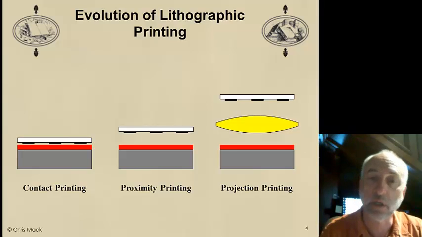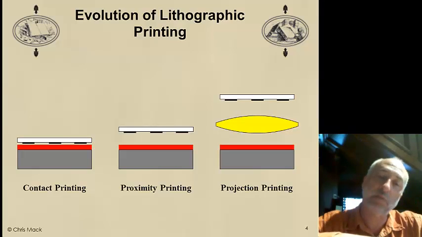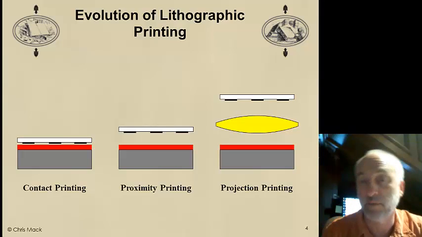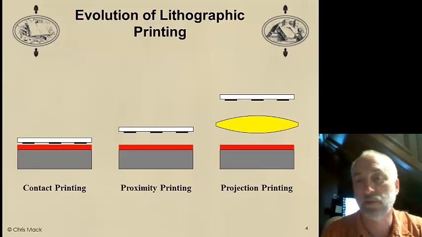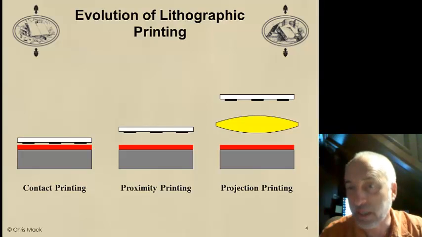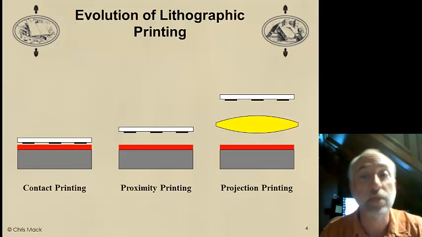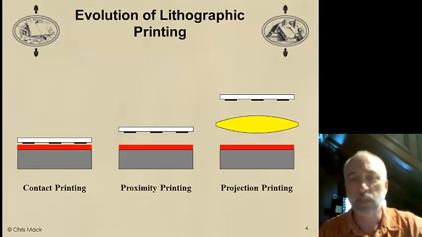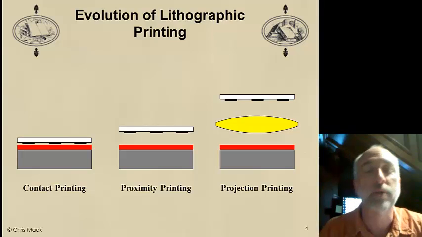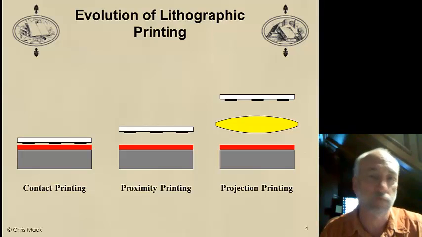That's contact printing. Proximity printing, we do almost the same thing, but we lift the mask a little bit up and get a shadow print. But with projection printing, we use a lens or a lens system to project an image of that mask onto the wafer. And that's how we do things today. But let's talk about the historical contact and proximity printing for a moment first.